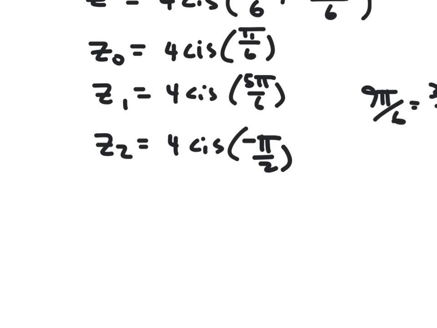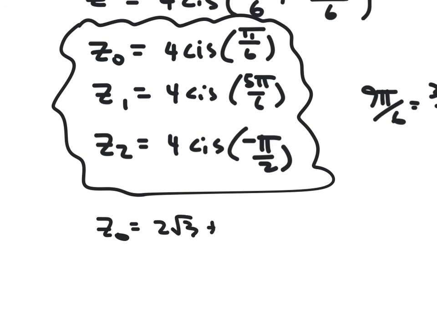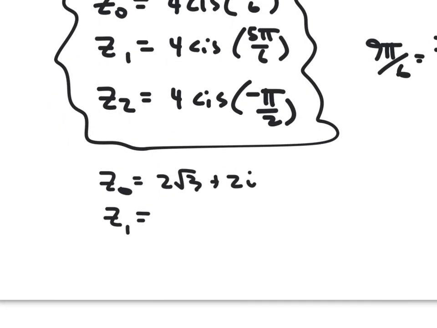Alright, so let's write these polar forms into Cartesian. That would be 4 cis pi over 6. So that would be 2 root 3 plus 2i. Z sub 1 would be negative 2 root 3 plus 2i.